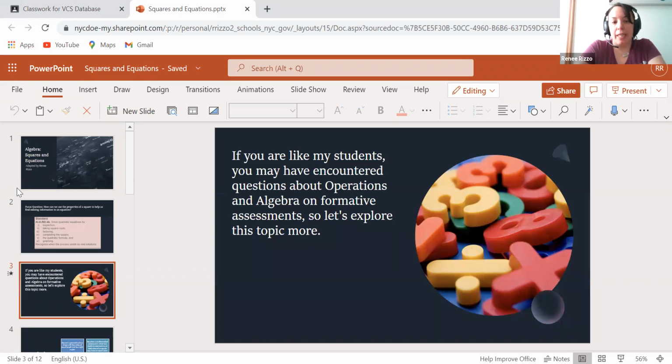If you are like my students, you may have encountered questions about operations in algebra on formative assessments. So let's explore this topic more.